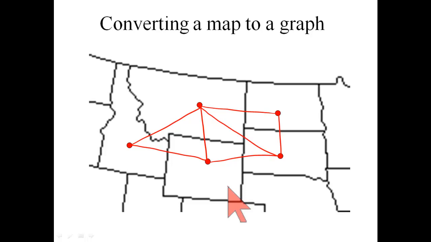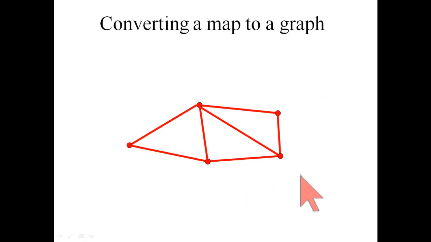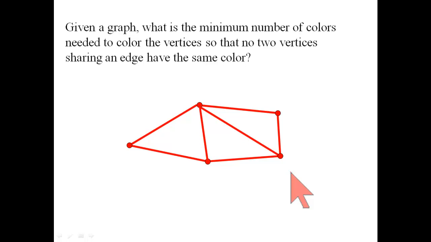Once we've done that, we've actually captured all of the relevant information for this question. Let's then take these relatively complicated geographical boundaries and just dissolve them. And here's the information that we need to do the graph. We now want to find the minimum number of colors to color these vertices. There's one vertex for each state, so that no two vertices sharing an edge have the same color.